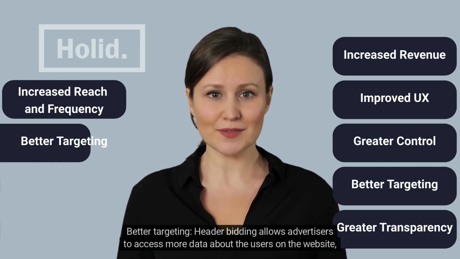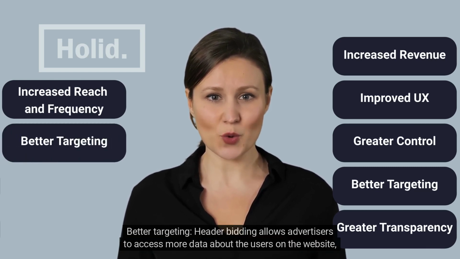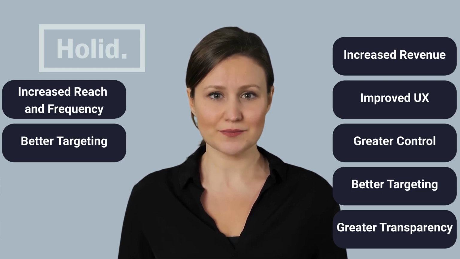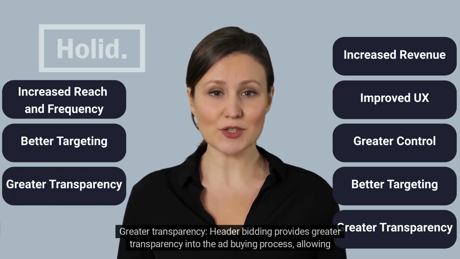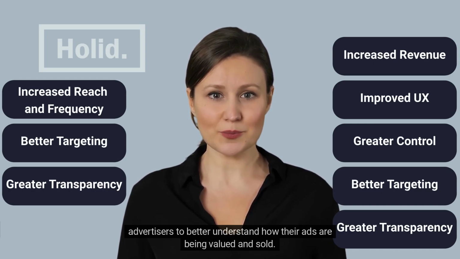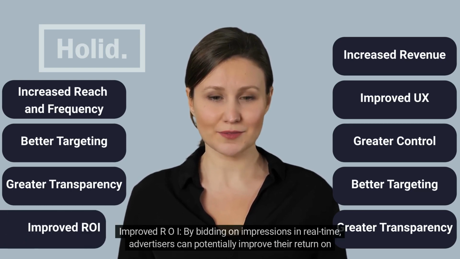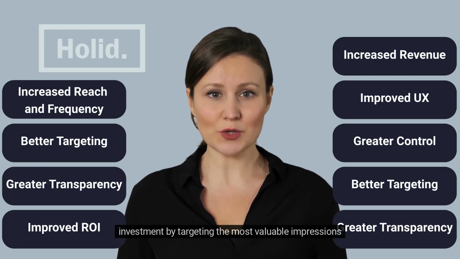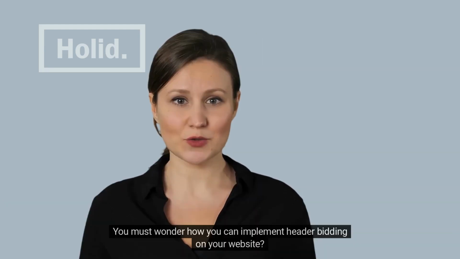Better targeting. Header bidding allows advertisers to access more data about the users on the website, which can be used to better target their ads and increase the relevance of the ads being served. Greater transparency. Header bidding provides greater transparency into the ad buying process, allowing advertisers to better understand how their ads are being valued and sold. Improved ROI. By bidding on impressions in real time, advertisers can potentially improve their return on investment by targeting the most valuable impressions. You must wonder how you can implement header bidding on your website.